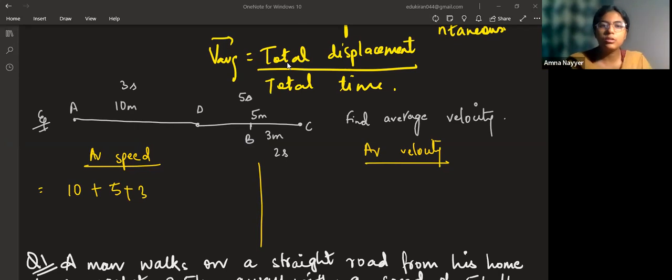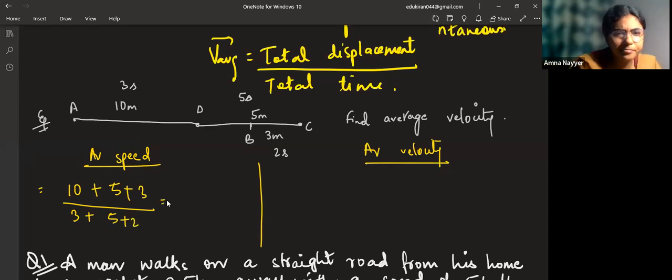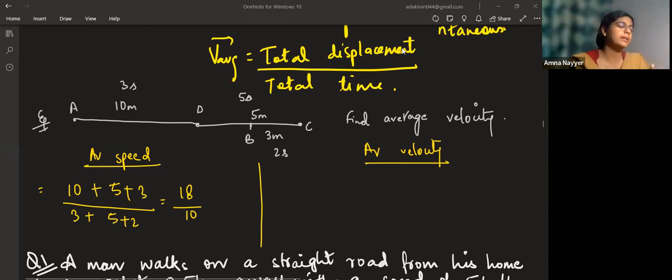Very good. So this is 18 divided by what is the total time? Initially, at first it is 3 seconds, then 5 seconds, then 2 seconds. So this is 10. 18 divided by 10, this is what you all were getting. 1.8 meter per second. Yes, Sarah, but is it average velocity? No, this is average speed. What you are getting is mathematically correct, but this 1.8 meter per second is our average speed.